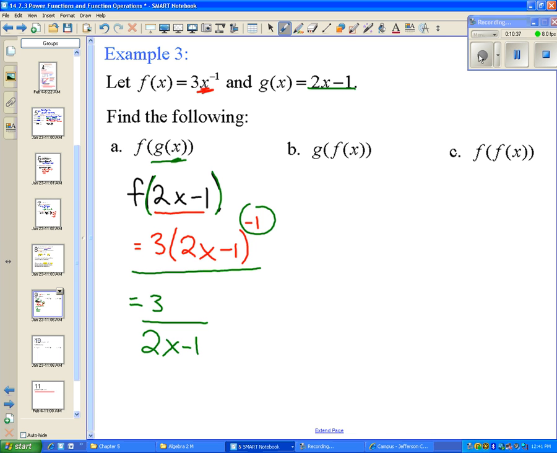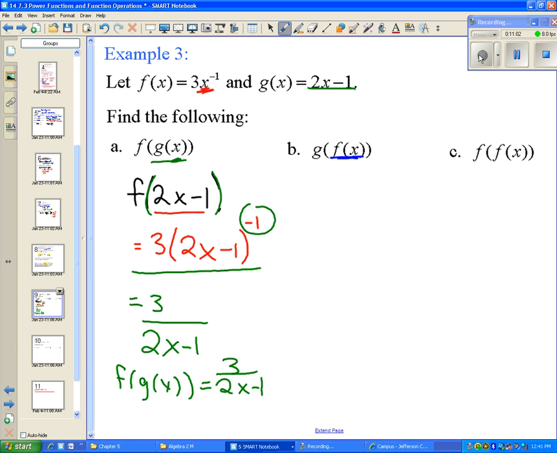So my function f of g of x is equal to 3 divided by 2x minus 1. That's my final answer. I evaluated it as much as I could, so I stopped there. Let's try B one more time. B says f of g of f of x.